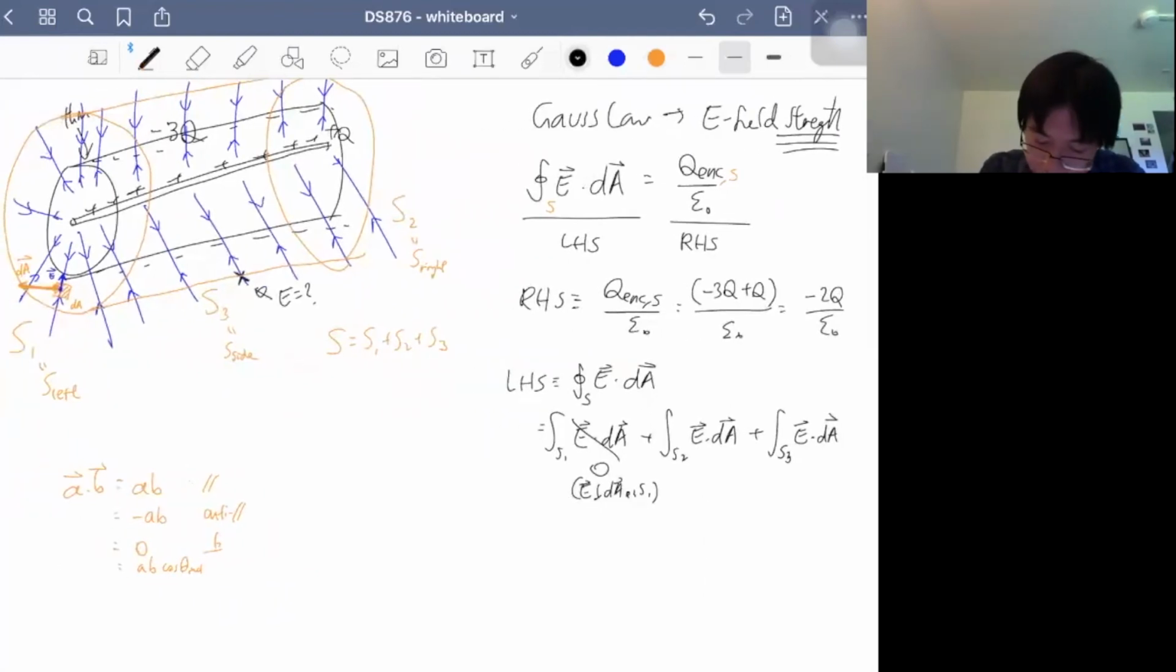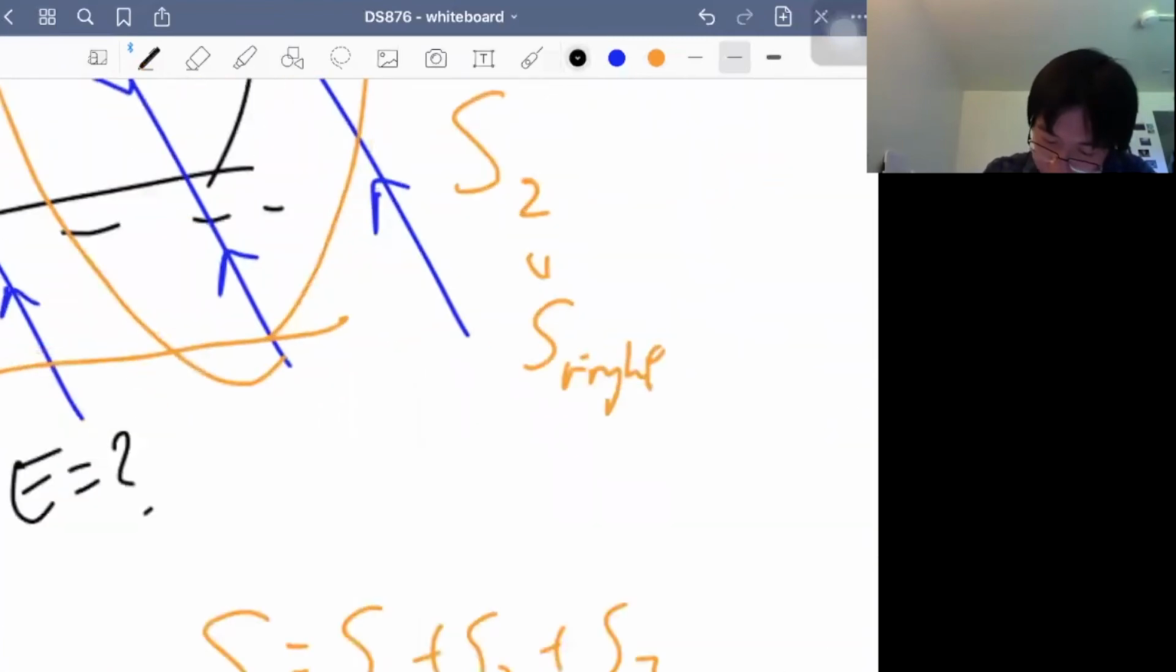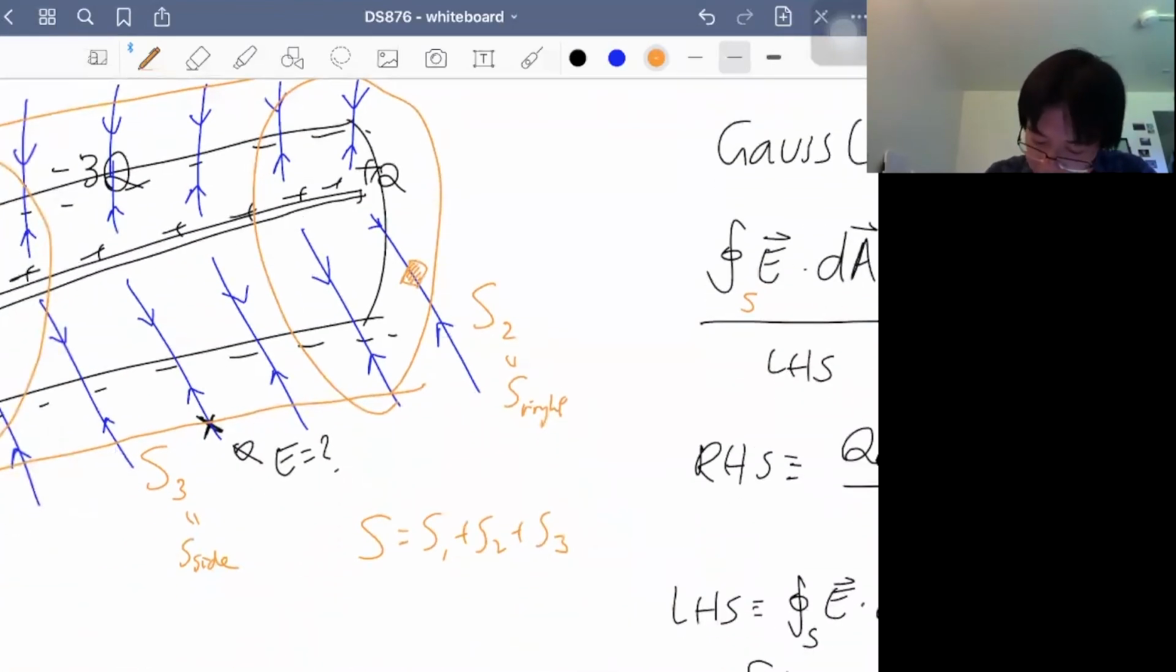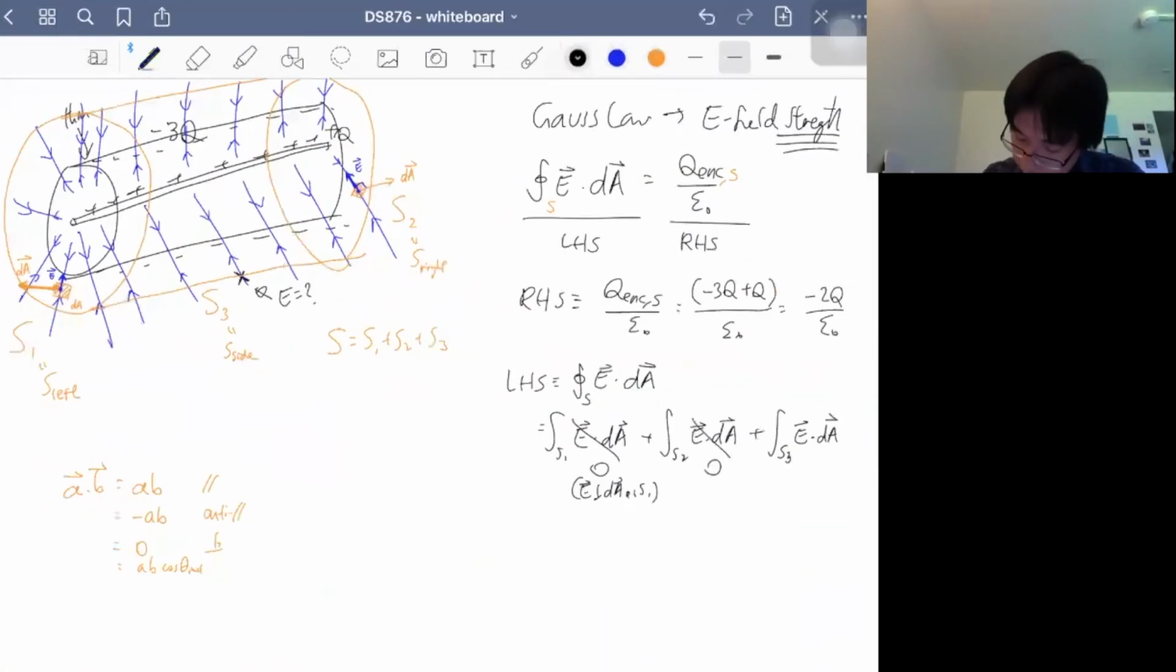How about S2? S2 is the same story over here, but this is the right-hand side of it, right? So a little piece of area would point this way. How about the electric field? The electric field over here, so this is dA, but the electric field is, as I drew with my blue lines, pointing this way. Again, they're 90 degrees perpendicular.